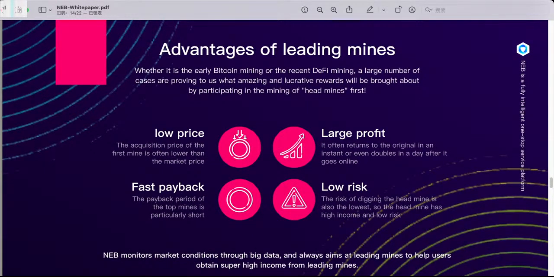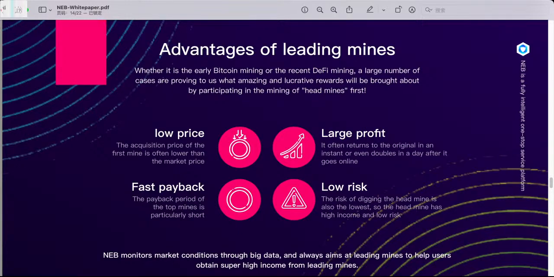So there are four advantages of the leading miles. Because the DeFi NEB can execute the whole process in the leading mile. So that's why we should know the advantages of the leading miles. First of all, the leading mile has no price.